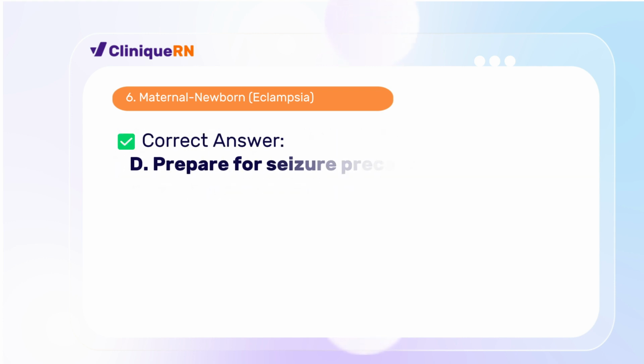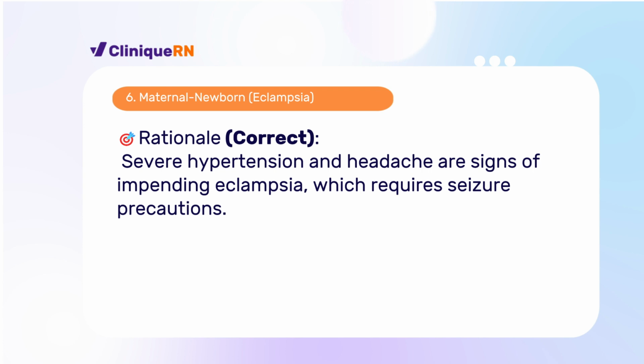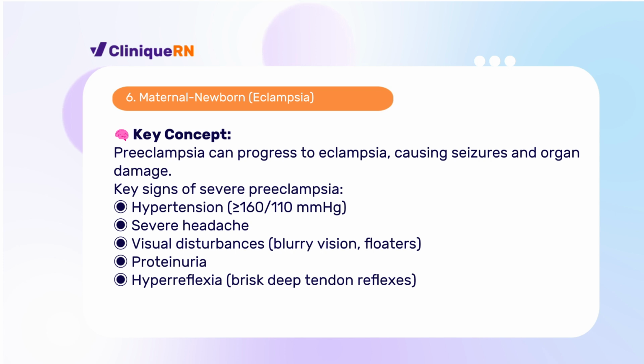Correct answer: D. Prepare for seizure precautions. Rationale. Correct. Severe hypertension and headache are signs of impending eclampsia, which requires seizure precautions. Incorrect: A, B, and C, important but not the priority. Key concept: preeclampsia can progress to eclampsia, causing seizures and organ damage.